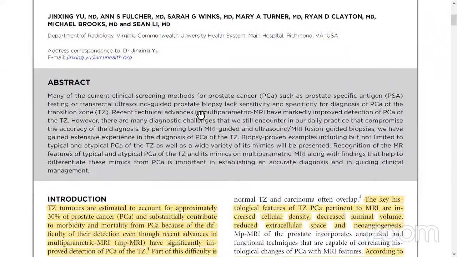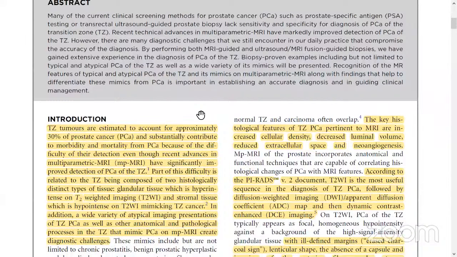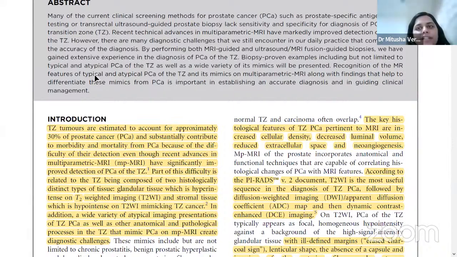Coming back to the article, the transition zone is estimated to account for approximately 30% of prostate cancers and substantially contributes to morbidity and mortality from prostate cancer because of difficulty in detection. So that is why we have taken this topic. Even though recent advances in multiparametric MRI have significantly improved the detection of cancers in the transition zone, it is an important area where we must not miss tumors.